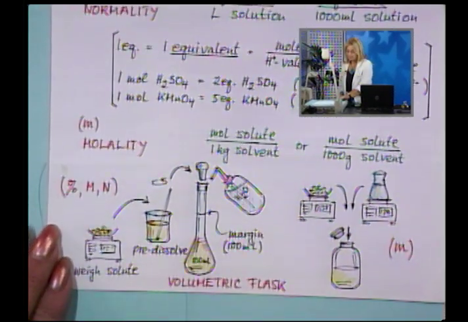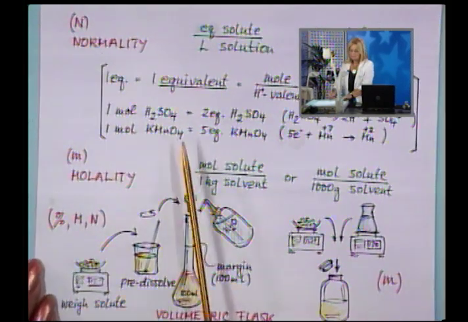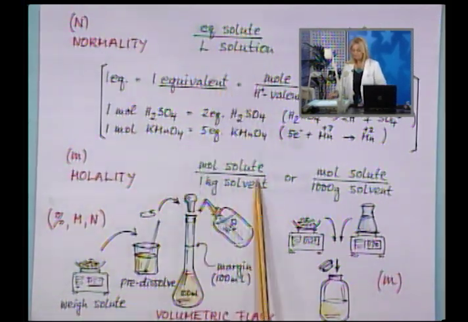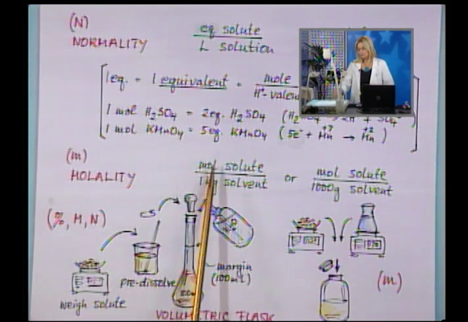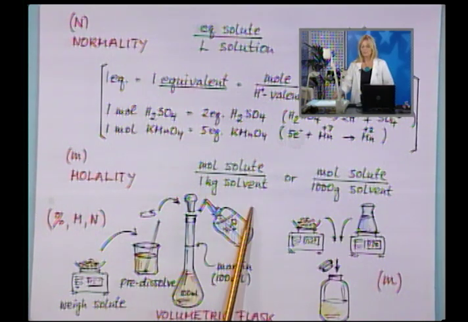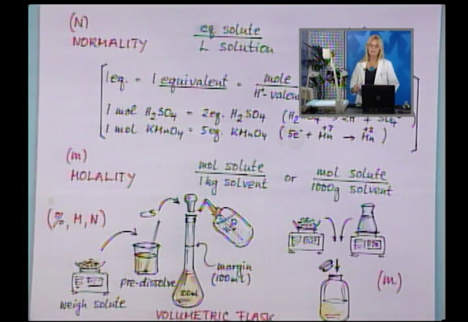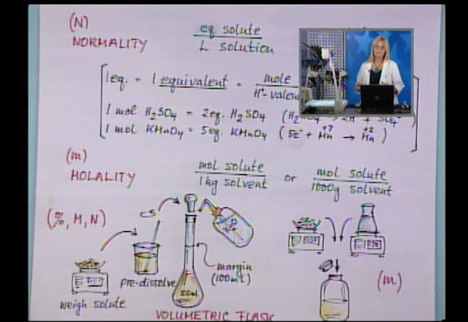Molality is different from the rest because it's not based on the total solution. It is really something like solubility. You weigh out a mole solute, and it's based on 1 kilogram solvent. So the solvent has to be weighed out separately, and then you mix the two together.